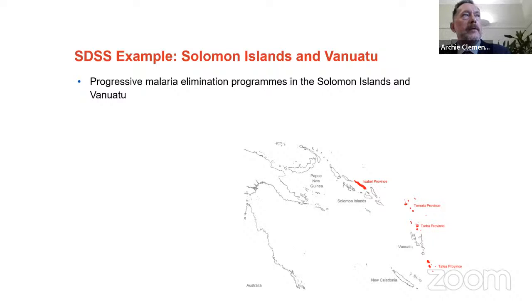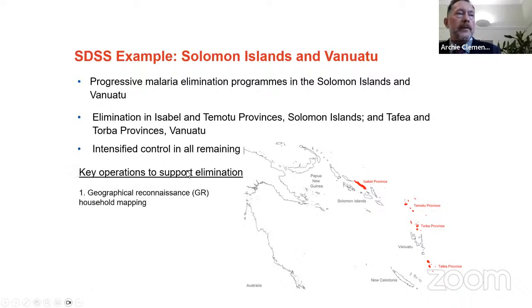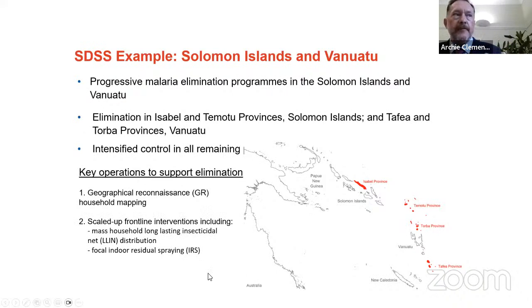So the example I'm going to give here is a spatial decision support system that we developed for malaria elimination in Solomon Islands and Vanuatu. And we rolled out the spatial decision support system in the provinces of Solomon Islands and Vanuatu that were embarking on malaria elimination. And the key operational decisions that were needed to be made in order to support elimination were working out where to intervene, working out how to scale up frontline interventions, which included distribution of bed nets and doing insecticide spray, and doing high resolution surveillance and targeted response.